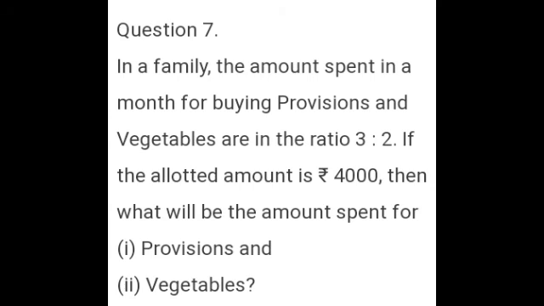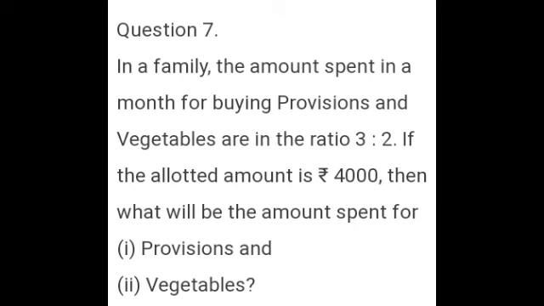In a family, the amount spent in a month for buying provisions and vegetables are in the ratio 3:2. If the allotted amount is rupees 4,000, then what will be the amount spent for provisions and vegetables? Only the total amount, 4,000, is given. So we don't know particularly how much is used for provisions and how much for vegetables. But the ratio given is 3:2, that means 3 for provisions and 2 for vegetables.